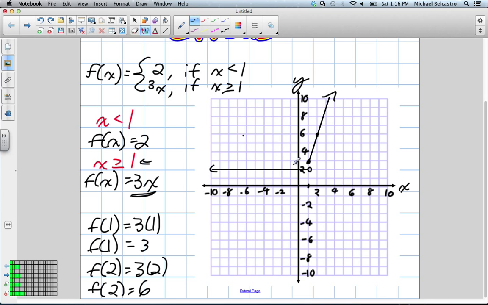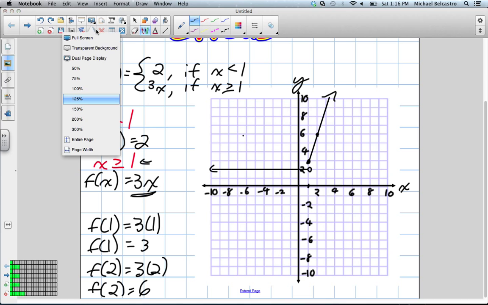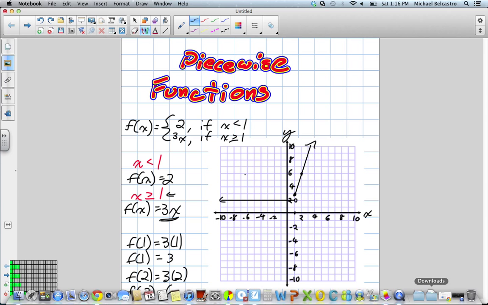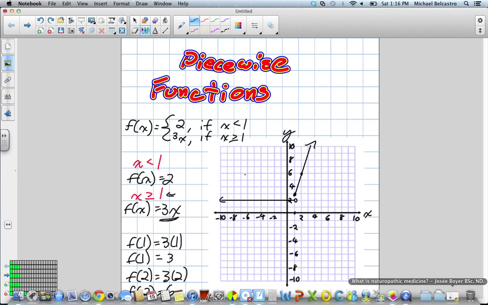So this is the piecewise function. Anything to the left of that when we graph it is just a horizontal line of 2. Anything to the right is a linear equation with a slope of 3. Let's do the entire page. Okay? So that would be 1a from that page there.